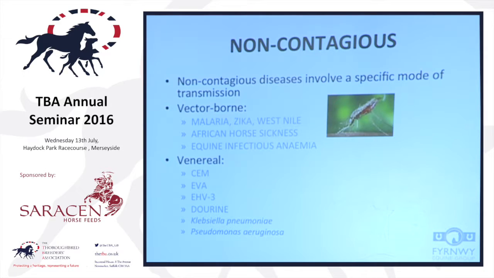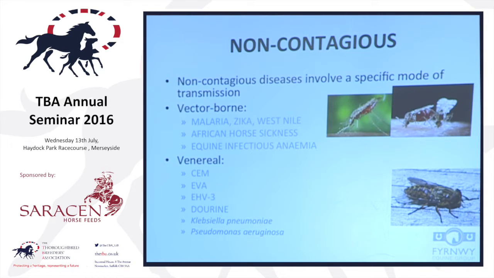So vector-borne, this can be mosquitoes. I put malaria, and I put Zika virus up there because everyone knows a bit about it at the moment. But West Nile as well, in horses and in people. African horse sickness is spread by midges. Equine infectious anemia is spread more by biting flies, your big biting stable flies, and also by injection. So if you're using the same syringe to inject a lot of horses, and also with blood products, you can spread equine infectious anemia around.